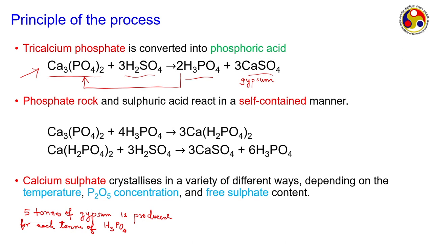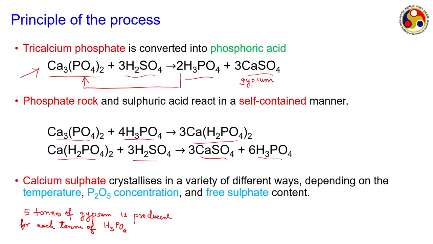To avoid that, they circulate the phosphoric acid. When they do that, these reactions happen. The phosphate rock, when it reacts with the weak phosphoric acid, forms calcium dihydrogen phosphate, this salt. When this reacts with the sulfuric acid, which is already present in the digester, it forms gypsum and phosphoric acid. This is the only way you can go ahead. That means you can make the forward reaction faster.